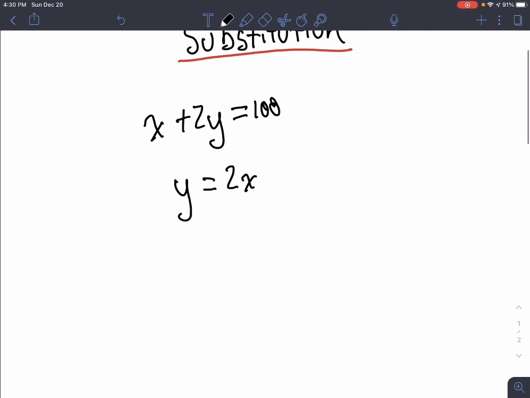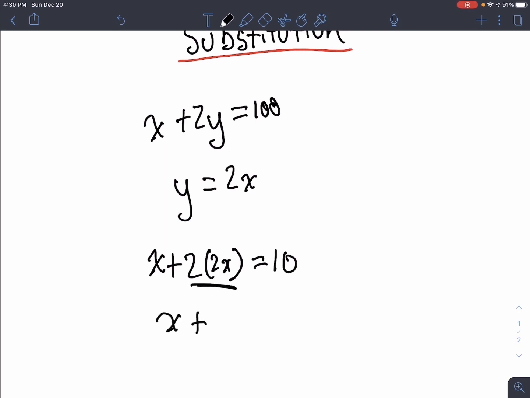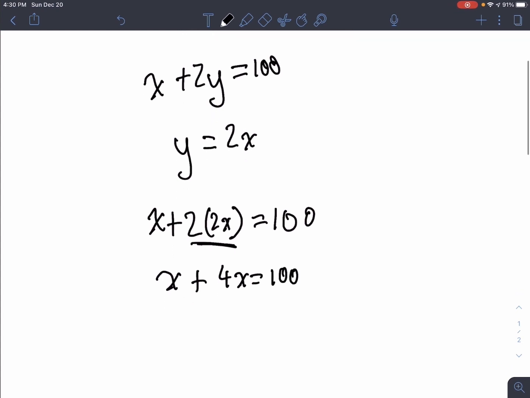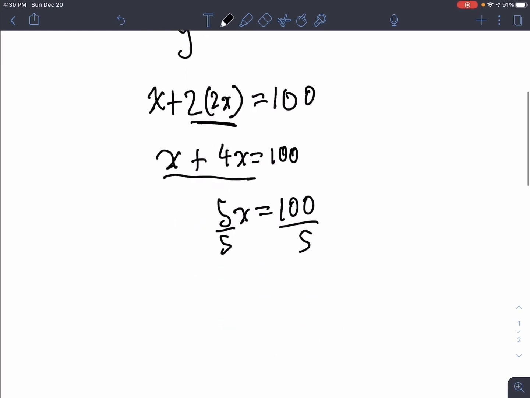So we would do x plus 2 times y, which is actually 2x. So you would substitute 2x in, and then you get equals 100. Let's simplify this part of the equation to x plus 2 times 2x, which is 4x, equals 100. Now we know that x and 4x are like terms, so x plus 4x is equal to 5x equals 100. Then we divide both sides by 5 to get x is equal to 20.